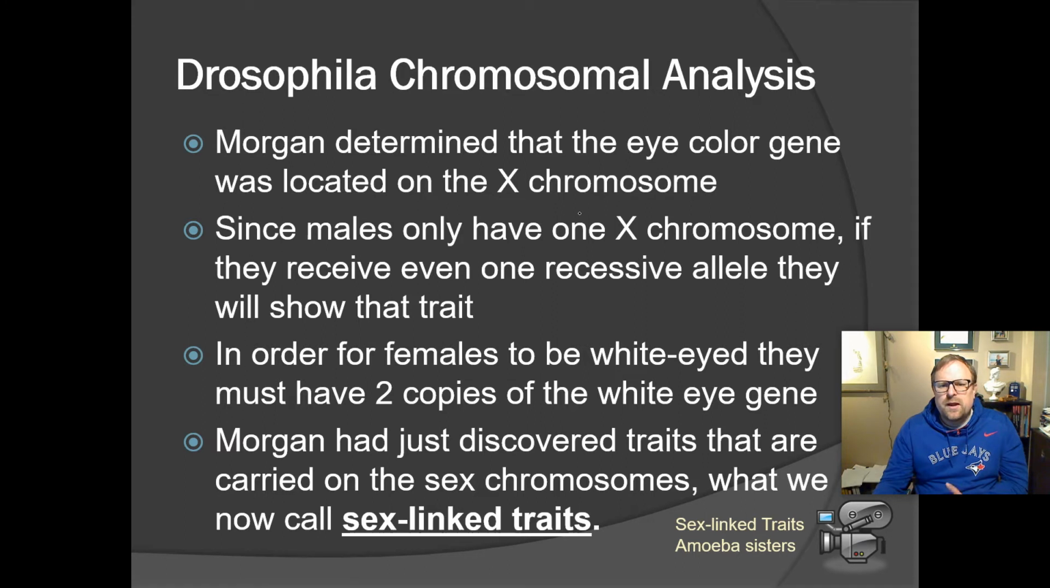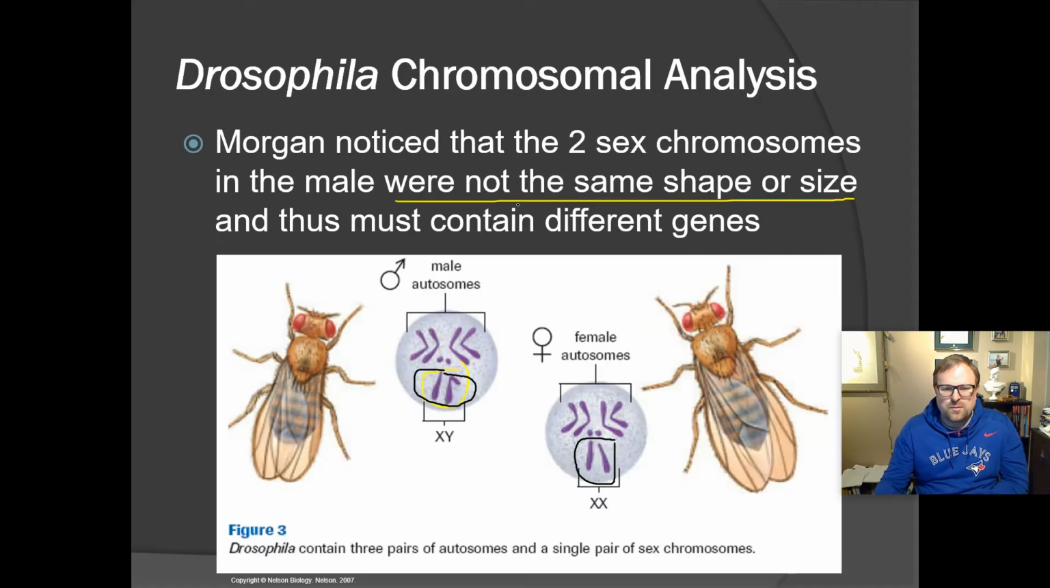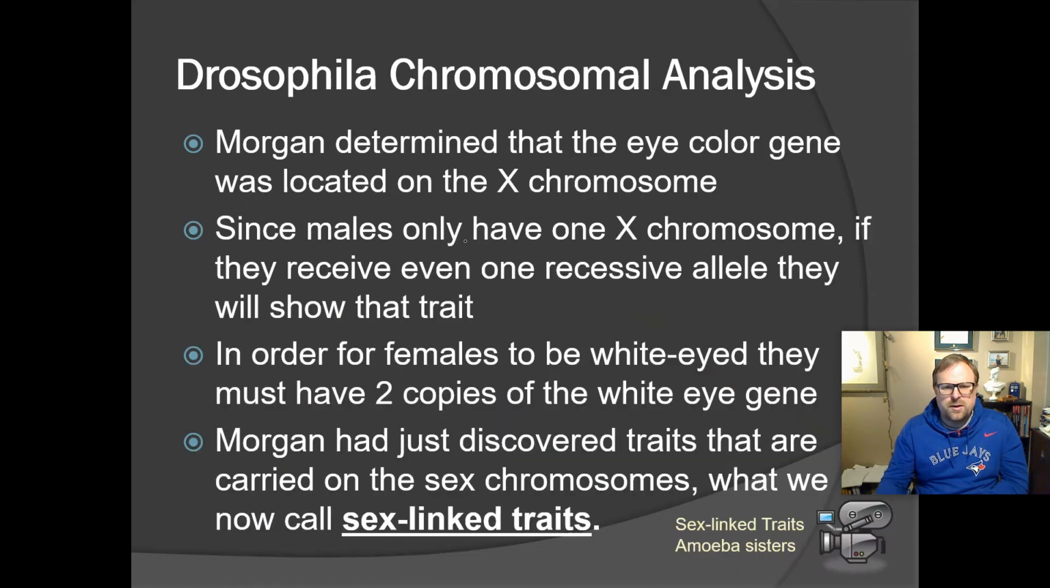Morgan determined then that the eye color gene was located on the X chromosome. So it was located on this chromosome and on these two chromosomes, depending on if you're male or female. Since males only have one X chromosome, if they received one recessive allele, they will show that trait because they don't need the other recessive allele, since it can't be on the Y chromosome.